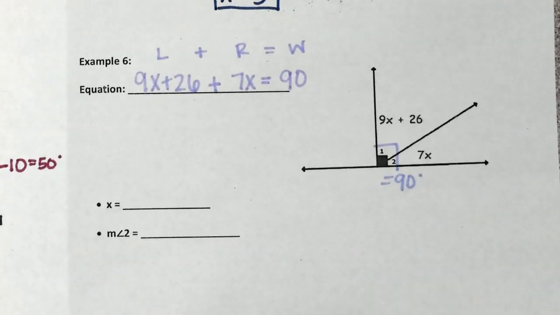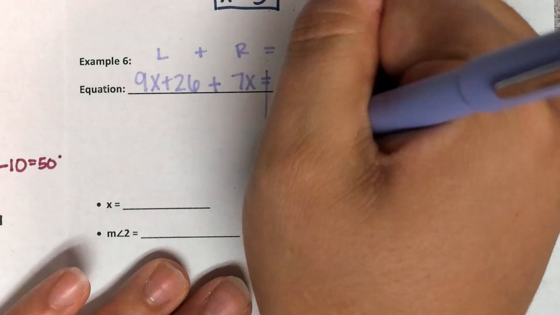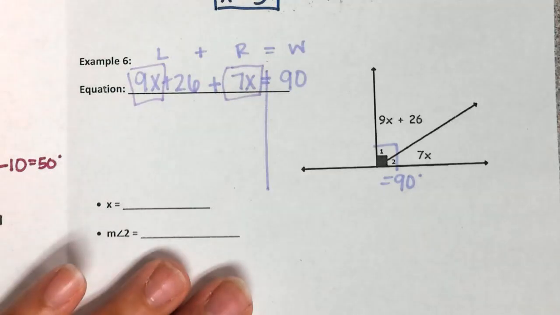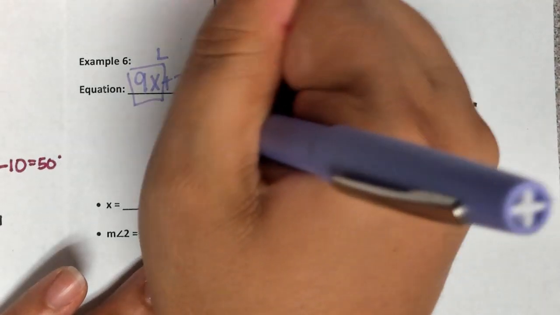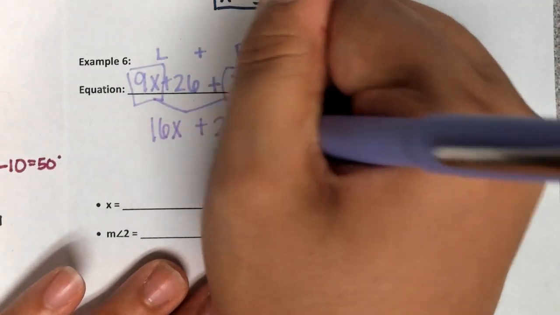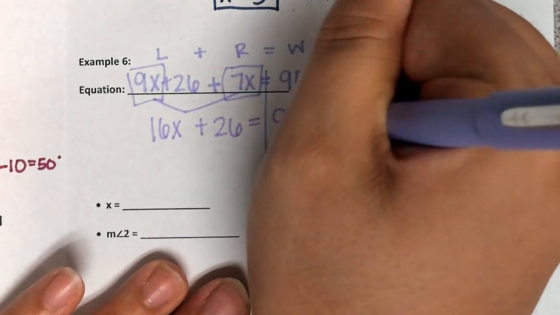If I'm going too fast, please ask me to slow down or ask questions. We can add 9 plus 7. Why can we add 9 plus 7? Because they're on the same side. So that gives me 16x plus 26 equals 90.